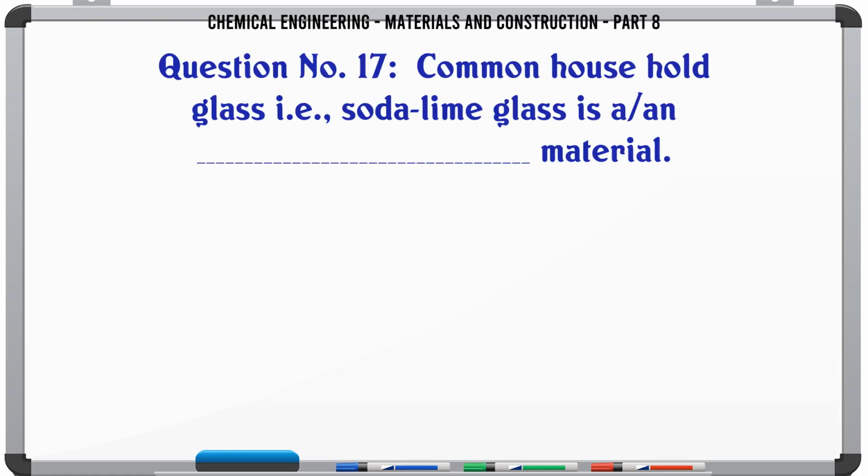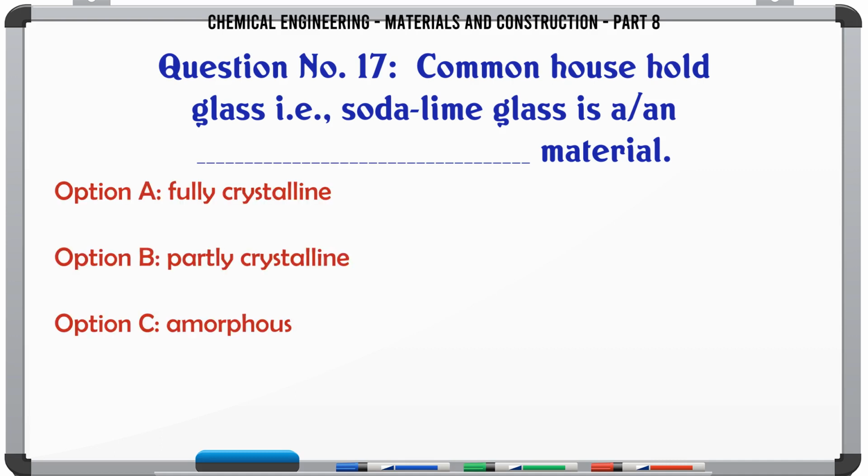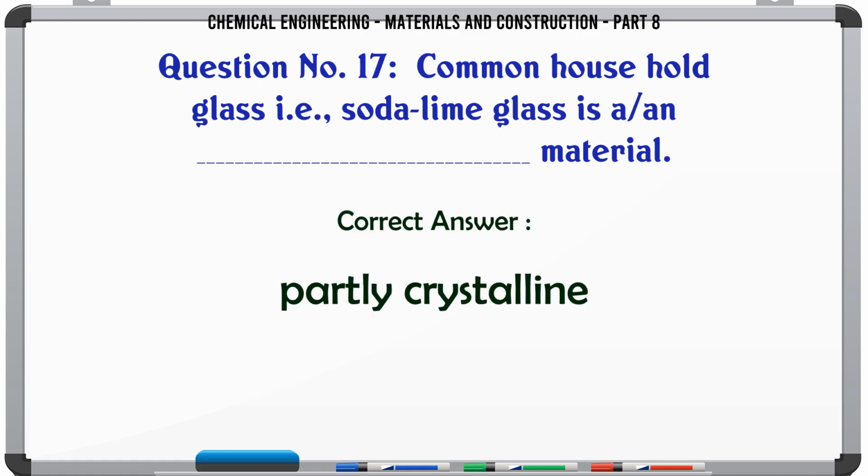Common household glass, i.e. soda lime glass, is a material that is: A. Fully crystalline. B. Partly crystalline. C. Amorphous. D. None of these. The correct answer is partly crystalline.